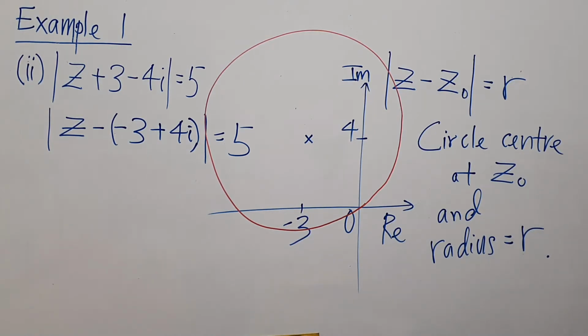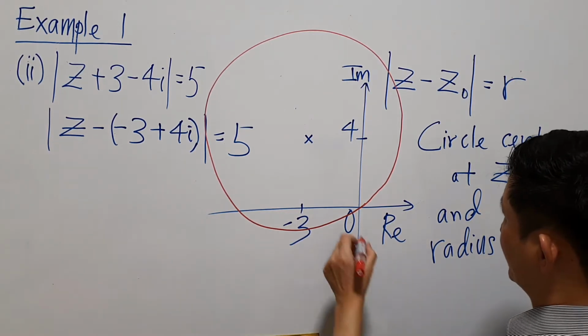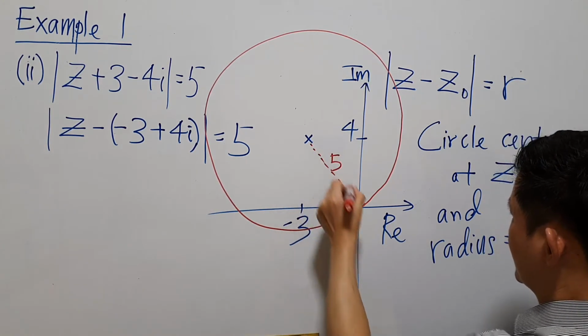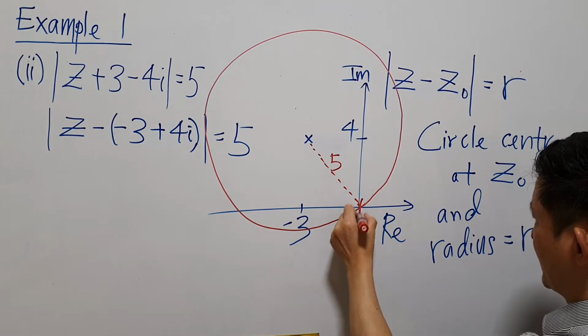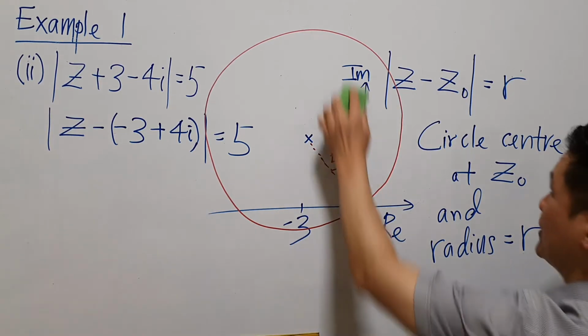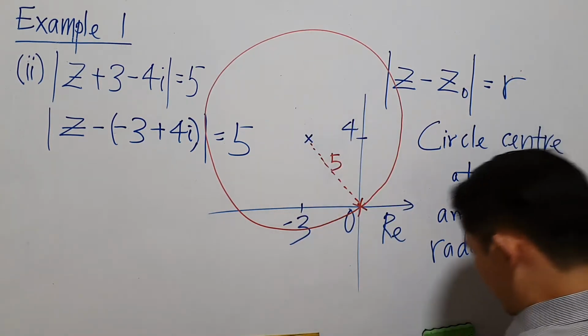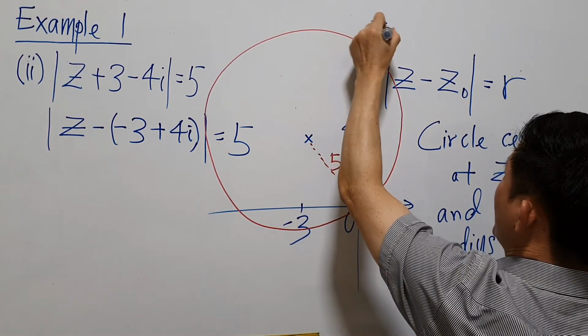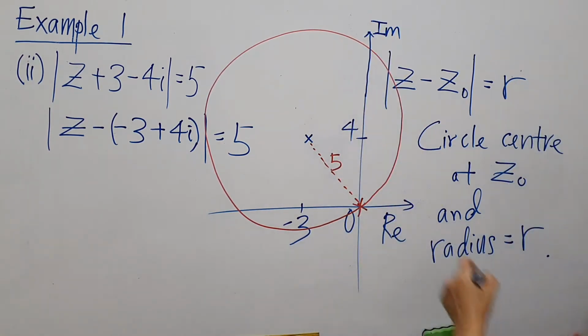What is important in this question is, when you draw your circle, you must make sure you get some important features correct. Number one, this is exactly 5 units. So you must make sure that the circle actually passes through this point. It's very important. And maybe I should improve on this drawing a bit. I should draw my y-axis, the imaginary axis, longer.